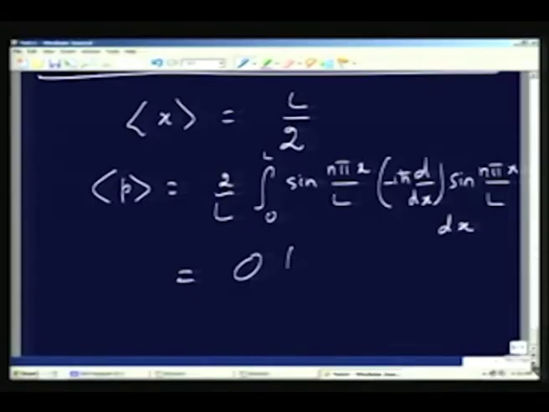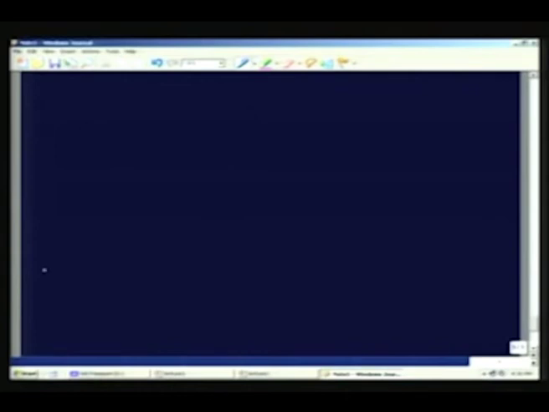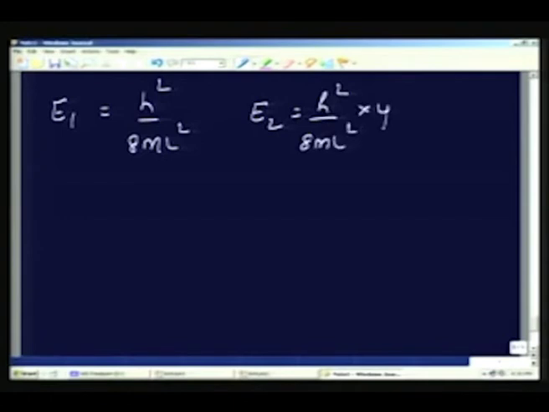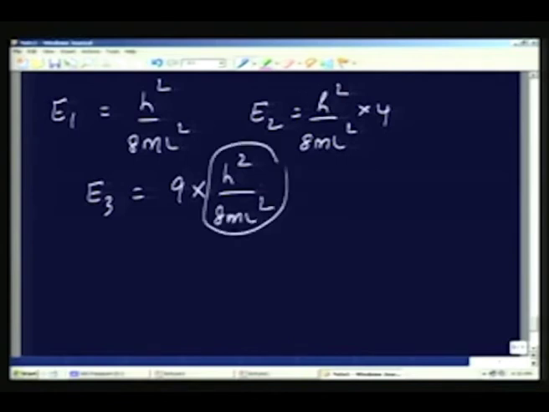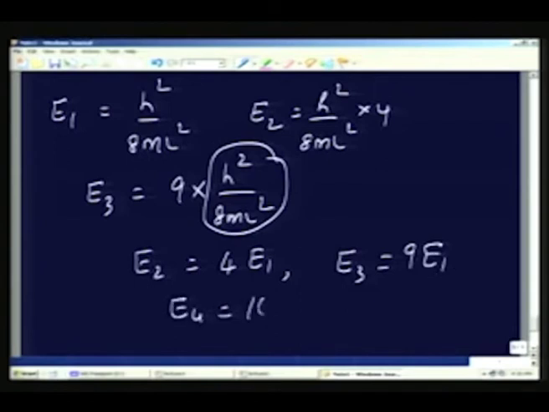Now let us draw the energy levels. E1 is h squared by 8 m L squared, E2 is h squared by 8 m L squared times 4, E3 is 9 times this whole quantity h squared by 8 m L squared, and so on. So in units of this, if you call this a unit of energy, E2 is 4 E1, E3 is 9 E1, E4 is 16 E1, and so on.